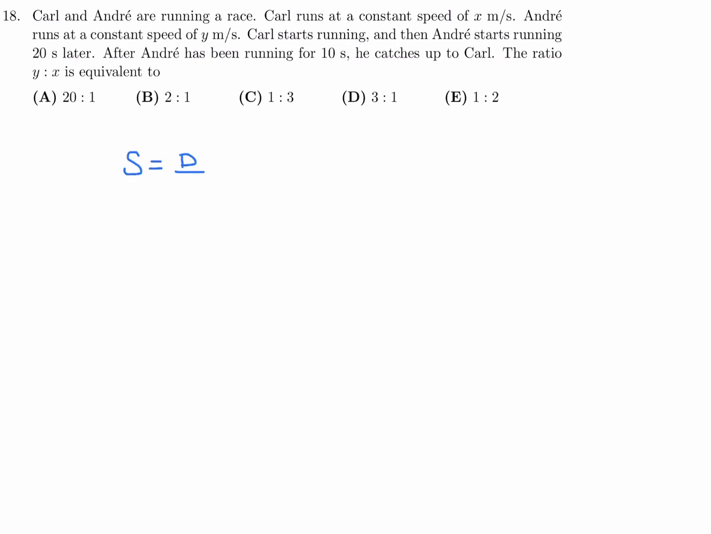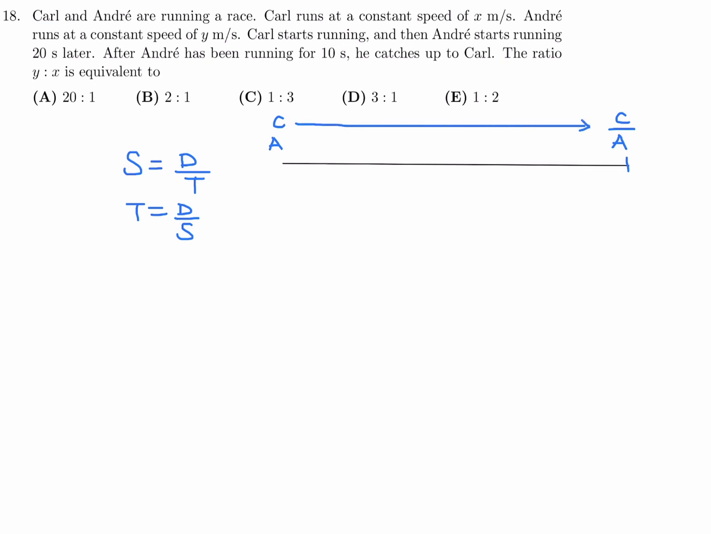Speed is equal to distance over time, or time is equal to distance over speed, either way. Now, we are told that they eventually catch up, right? So if we were to draw a little diagram here, let's say they start off here, and then eventually they catch up to each other here. But the thing is, Carl starts running, and Andre is initially just staying at the starting line. Andre doesn't start for 20 seconds. So that has to be taken into consideration.